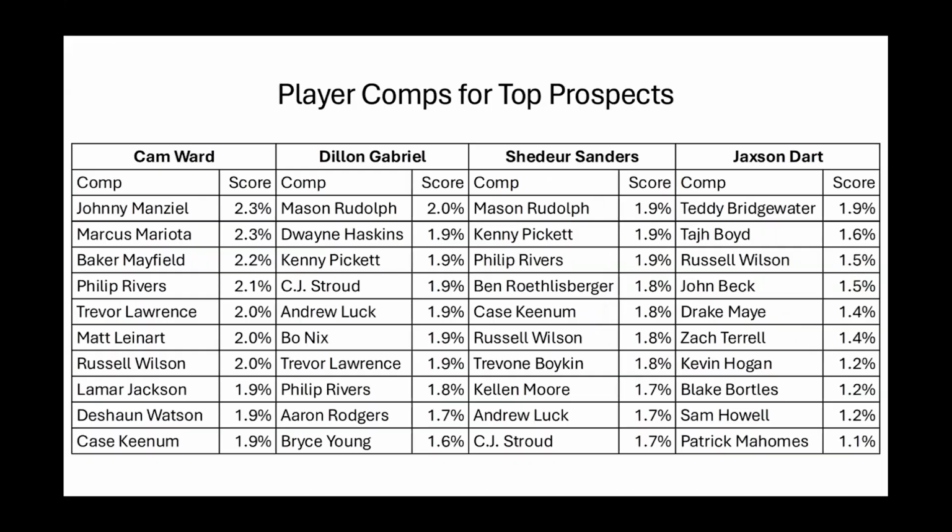So here is a table of the player comps for the top 4 prospects from this year's draft class. As you can see, the percentages themselves are pretty low. The highest is Johnny Manziel for Cam Ward, and he's 2.3%. So there's not one individual that is contributing significantly to one person's prediction. It is a combination of the players. And you can see that both Dylan Gabriel and Shedeur Sanders had their top comp as Mason Rudolph, which I thought was kind of interesting.